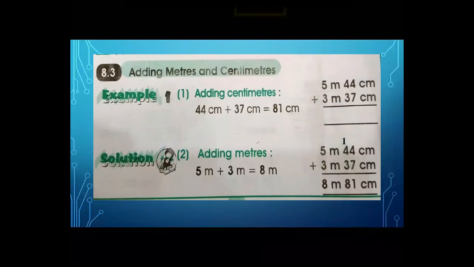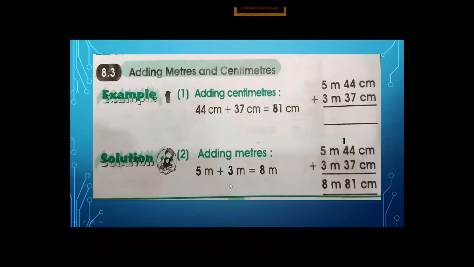Hope you all understand, your concepts are clear now about units, bigger units, smaller units, line segment. And if you face any difficulty in solving exercise 8.1 and 8.2, you will discuss with me, you will ask me at the end. Okay. So, adding meters and centimeters, this is simple addition and subtraction, nothing else.